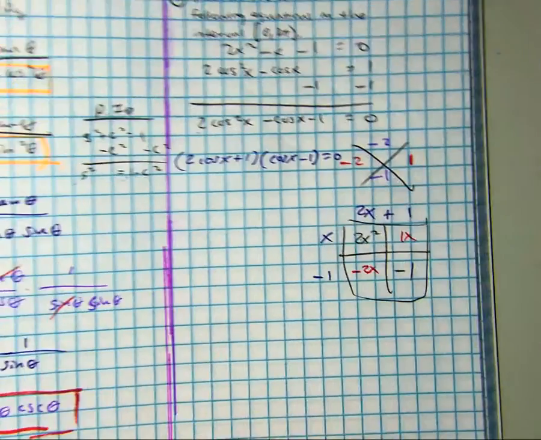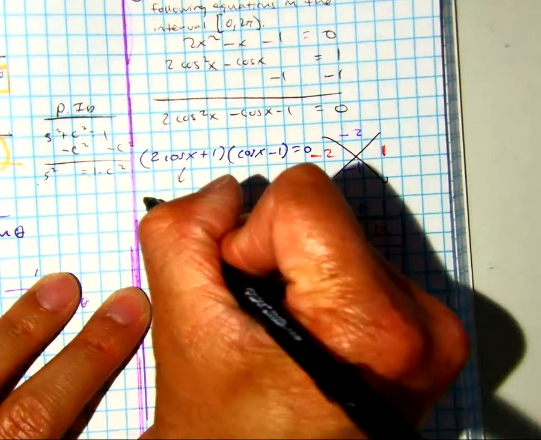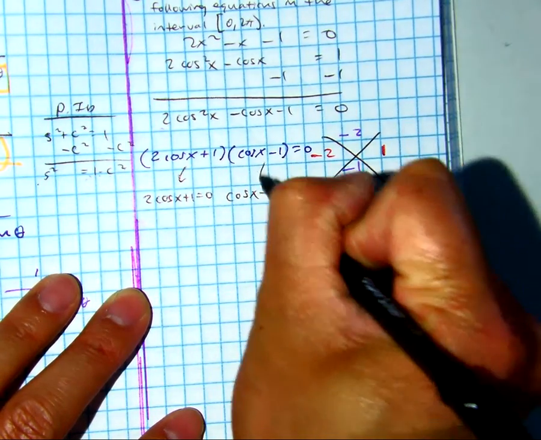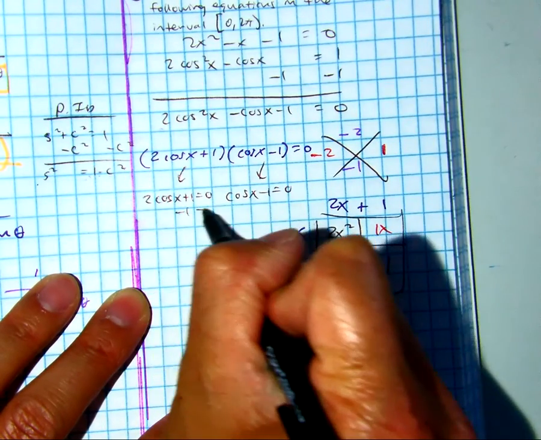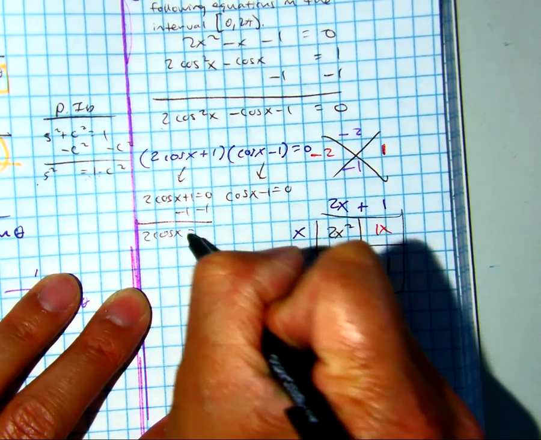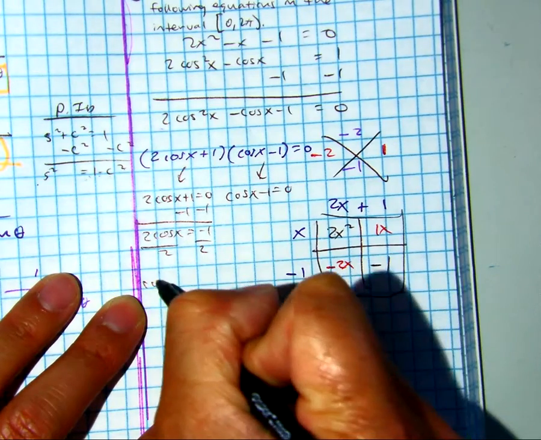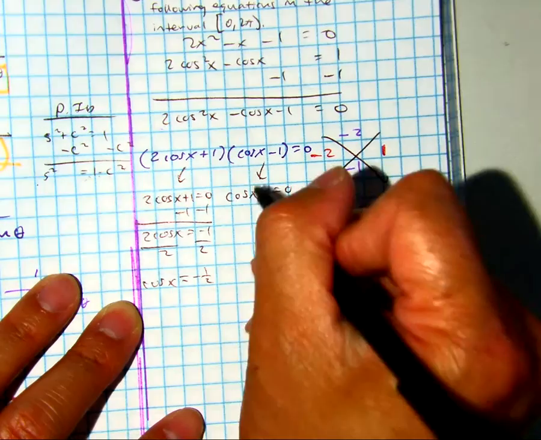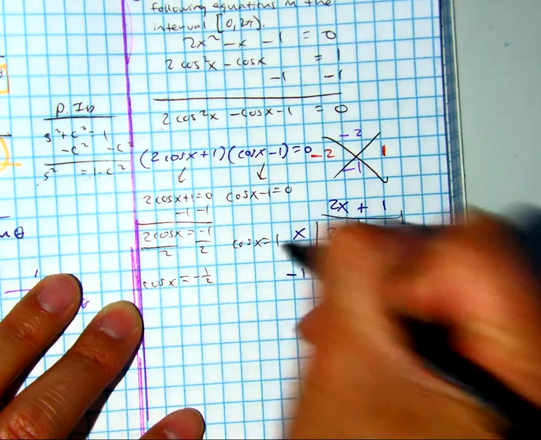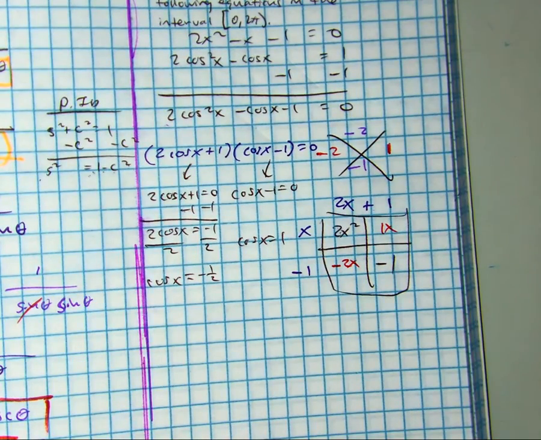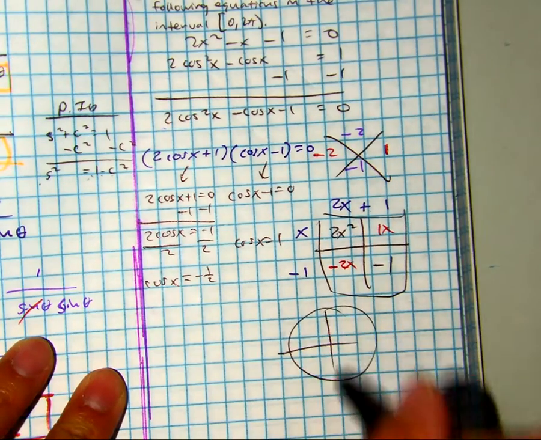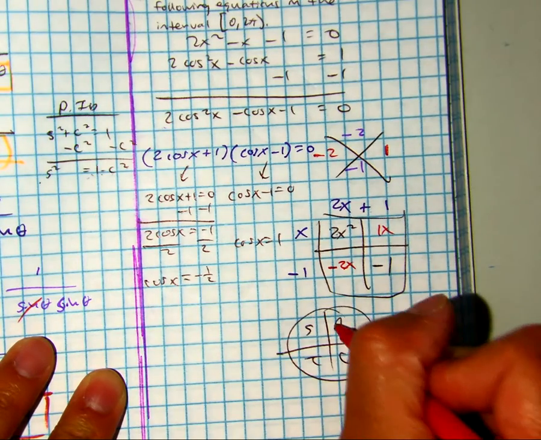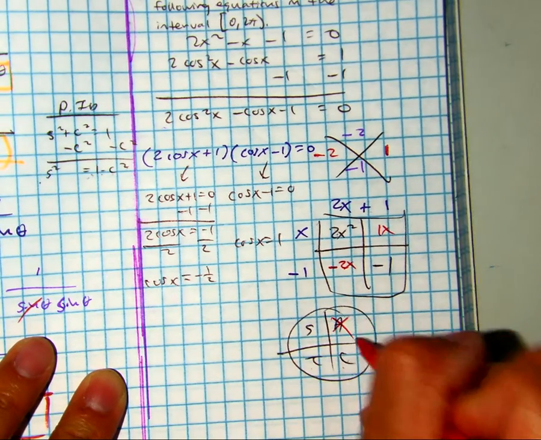I'm going to set each of those expressions equal to 0. And then I'm going to solve, so I'm going to subtract 1, divide by 2, cosine of x equals negative 1/2. This one will be cosine of x equals 1. I think to myself, where's cosine negative? And it's positive in these two quadrants, therefore it's going to be negative in these two quadrants.